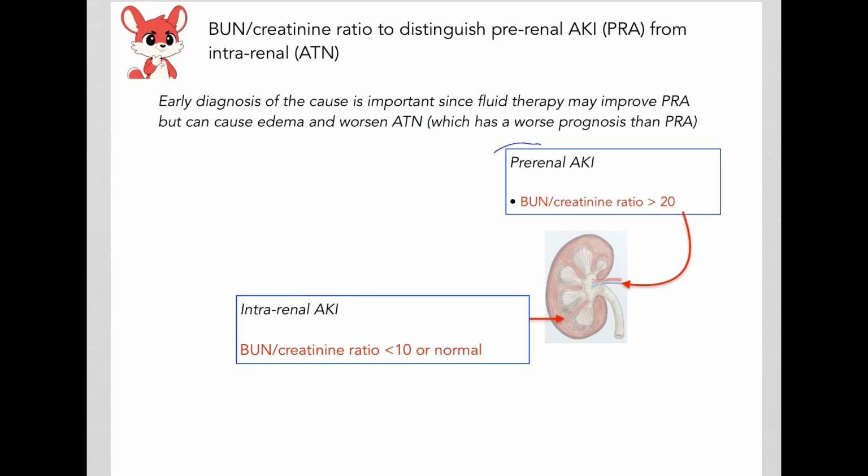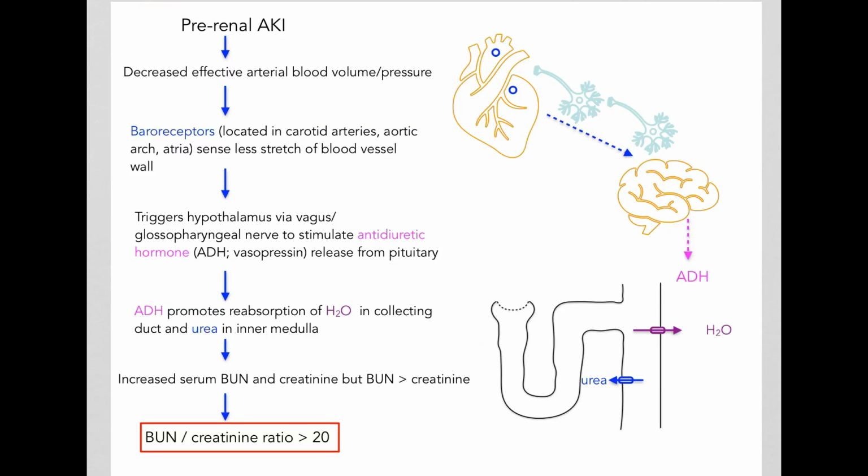So let's see why the ratio is high in case of pre-renal AKI. In pre-renal AKI, there is reduced perfusion to the kidneys. So that means the blood volume is low, and when the volume is low, the pressure is low. So the amount of blood that is being filtered is going to go down. That means the GFR is going to go down, and that would increase the serum creatinine as well as BUN.